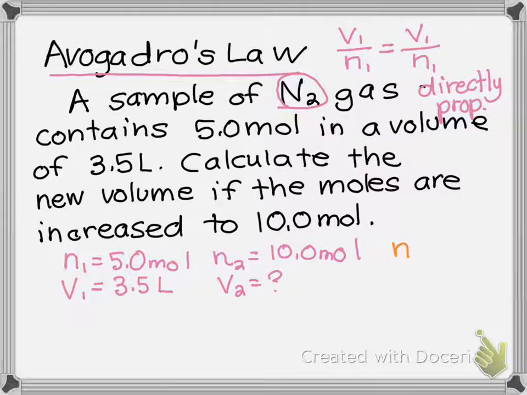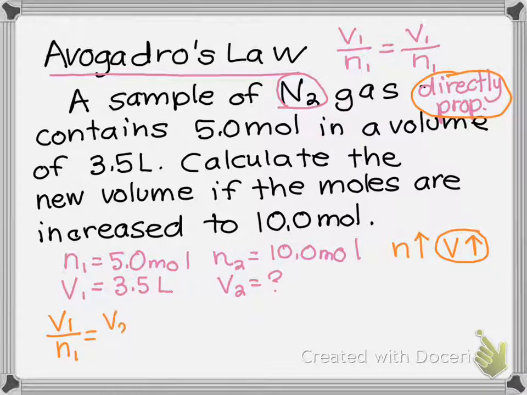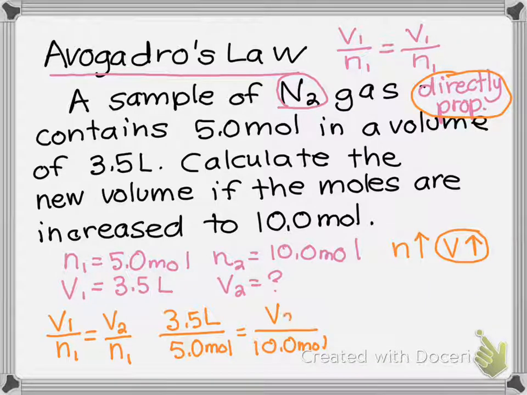So here, the number of moles is increased from 5 to 10. So I expect the volume to also increase because they are going to move in the same direction. So plugging in, here's where we start. The volume is 3.5 liters over 5 moles. This is going to equal V2 over 10 moles. So to solve for V2, I'm going to cross multiply, so the 10 cancels here and we have to put it over here. So I have 10 moles times the 3.5 liters, 10 times 3.5, divided by the 5 moles.